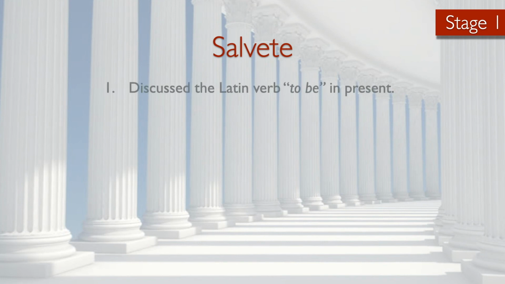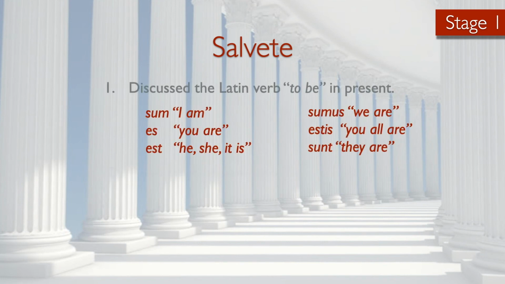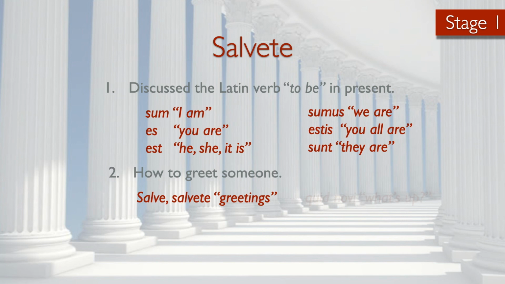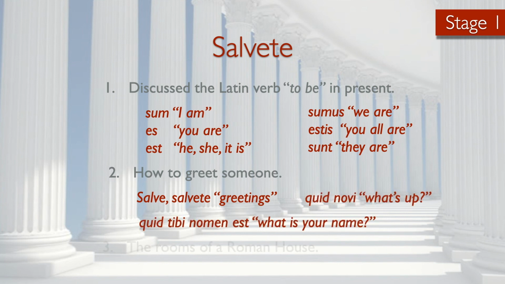And now to briefly recap. So today we covered the various forms of the verb to be, sum. The first person singular, sum, meaning I am. The second person singular, es, meaning you are. The third person singular, est, meaning he, she, or it is. Sumus, we are. Estis, you all are. And the third person plural, sunt, they are.